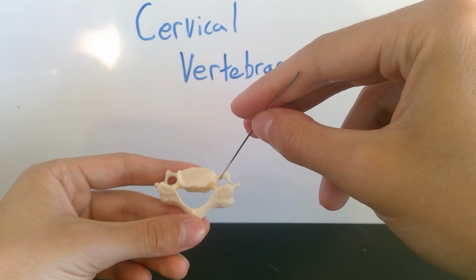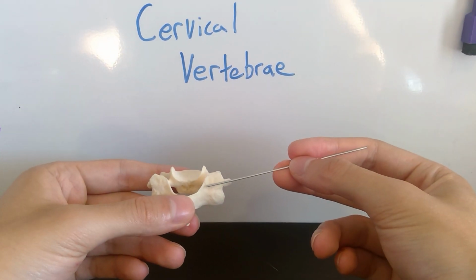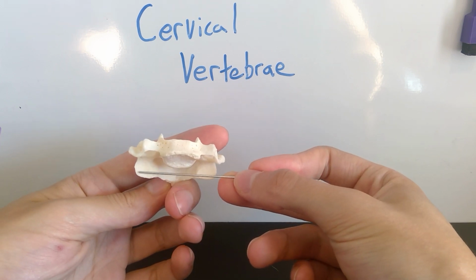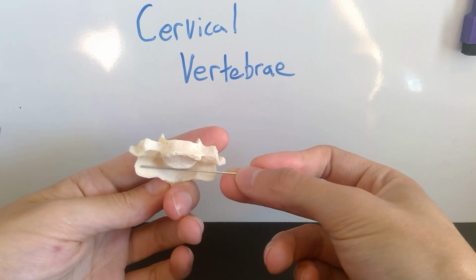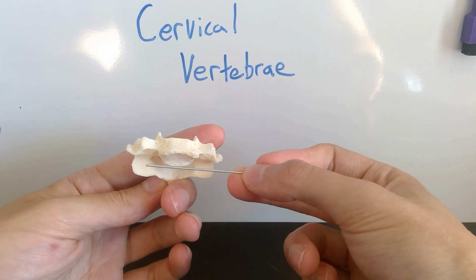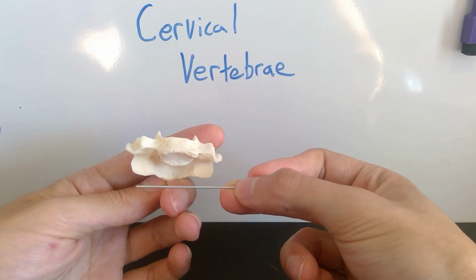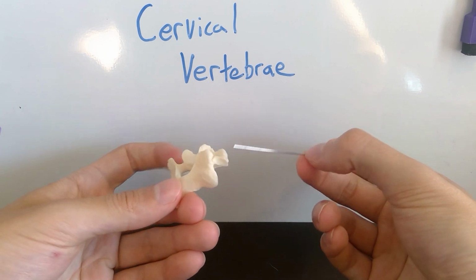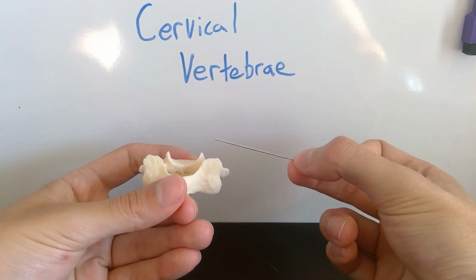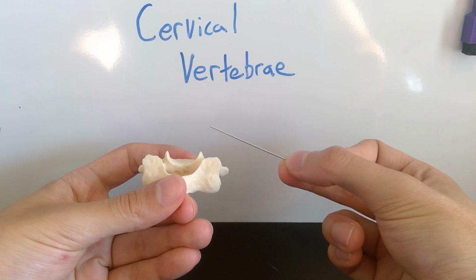And we have the superior articular facets and the inferior articular facets. The inferior articular facet will articulate with the vertebrae below it, that vertebrae's superior one, whereas this superior facet will articulate with the inferior facet of the vertebrae above it.